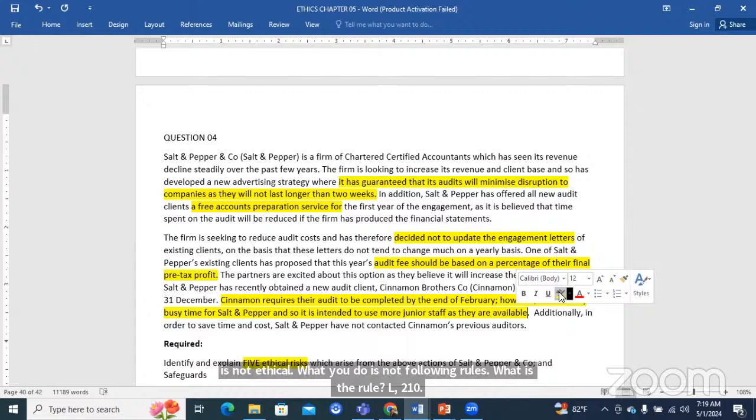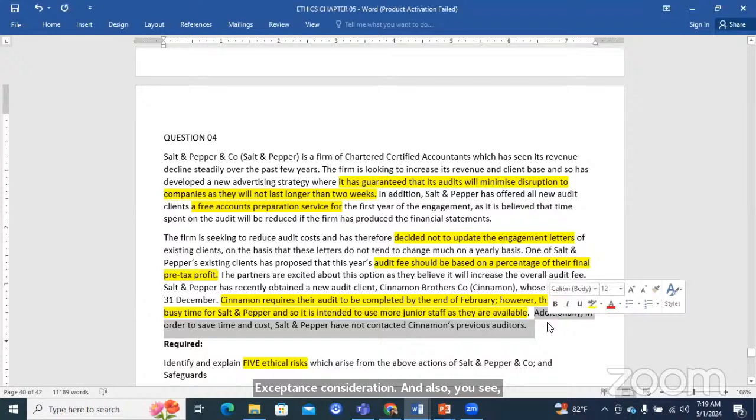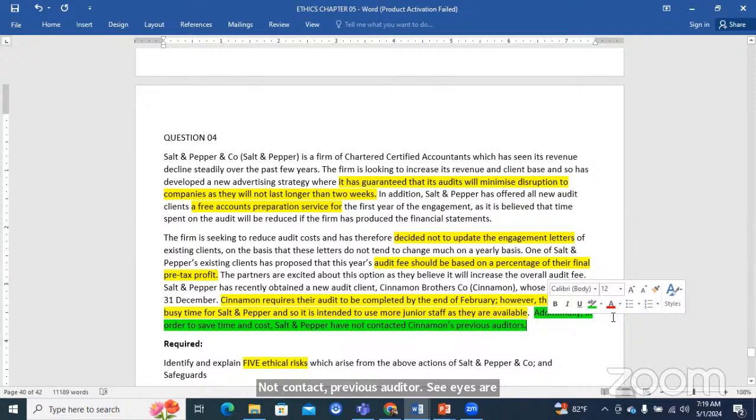Acceptance consideration. And also see here, additionally, in order to save time and cost, the Salt and Pepper audit firm did not contact the previous auditor. The ISA 210 standard clearly says that before you accept an engagement, you should perform certain things. One is the preconditions. Two is professional clearance. What is professional clearance? Whether the previous auditor resigned or was removed legitimately. For that, you should contact the outgoing auditor, the previous auditor. But here they didn't do that. So professional clearance is not there.